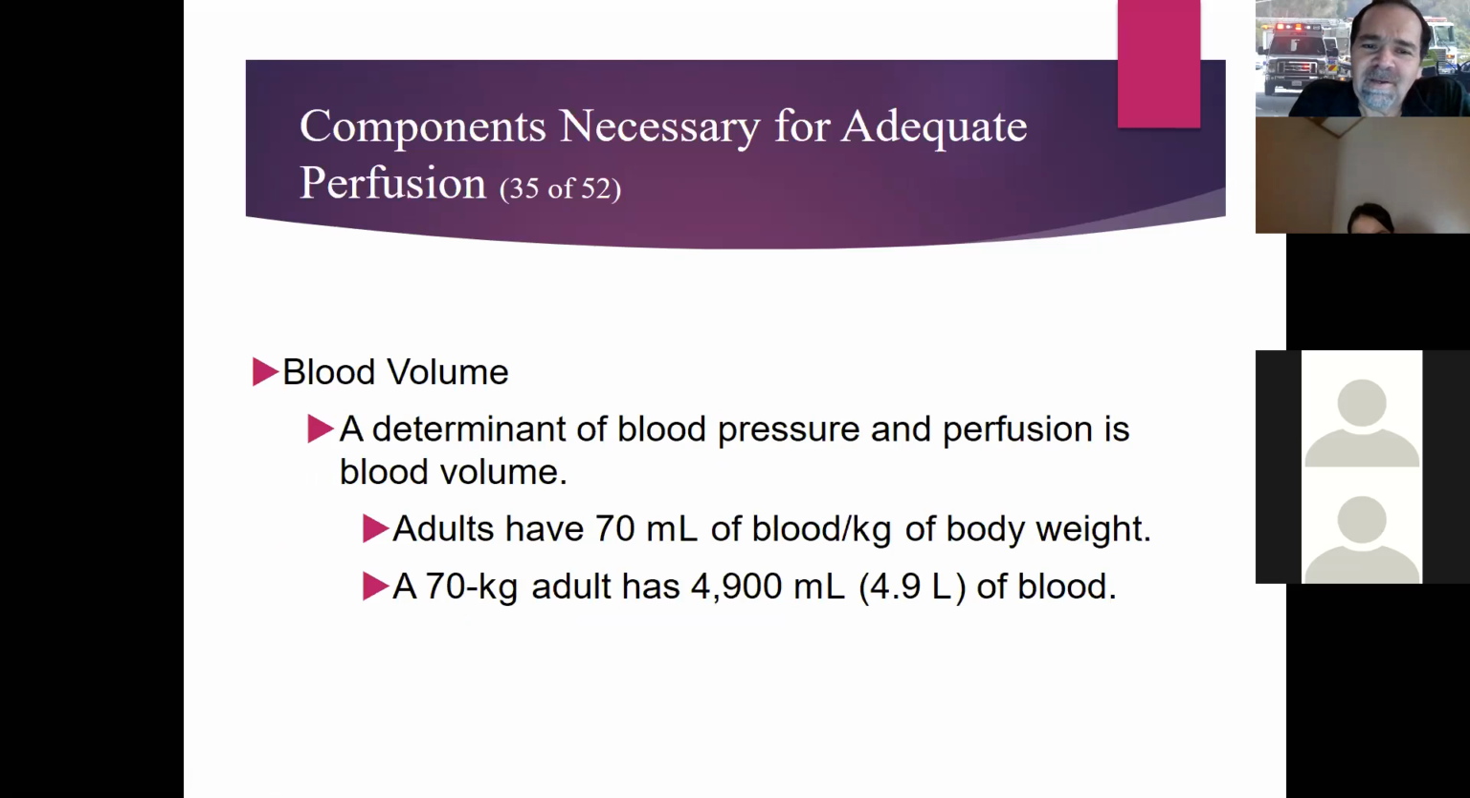Blood volume. A determinant of blood pressure is perfusion and blood volume. Adults have about 70 mLs of blood per kilogram of body weight. And usually an adult that's 70 kilograms, which is about 130, 140 pounds, has 4.9 million mLs of blood, or 4.9 liters of blood, which is what they usually read in most biology books. Human beings have about 5 liters of blood.